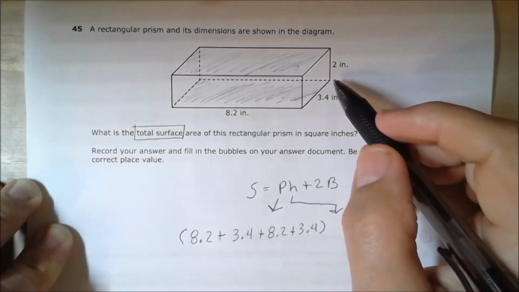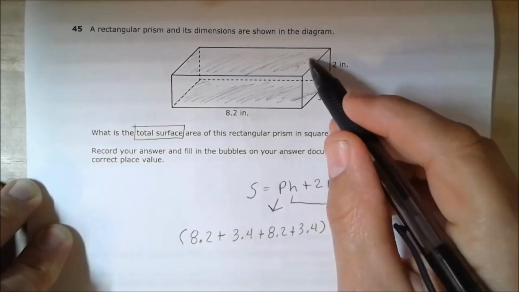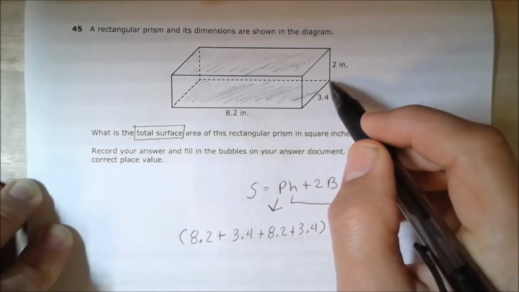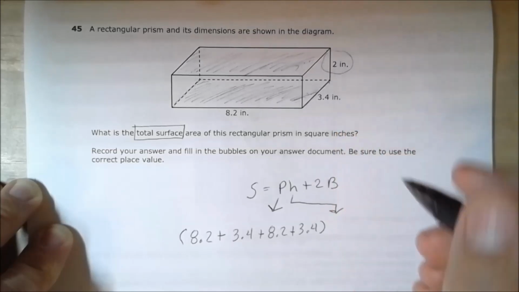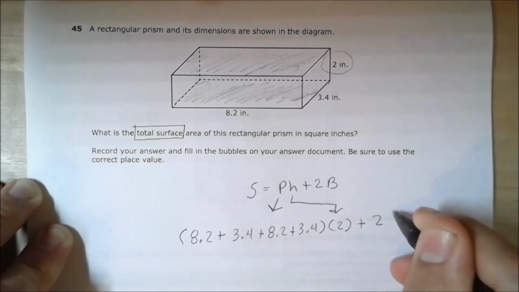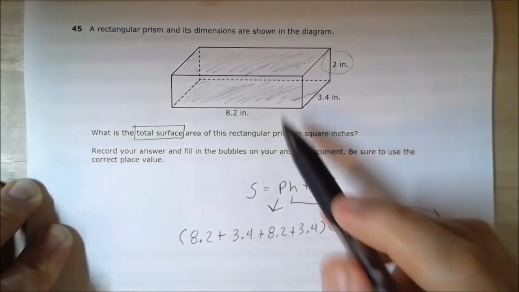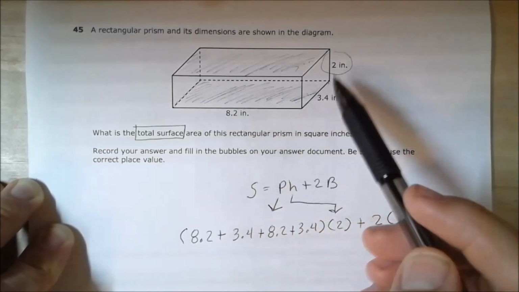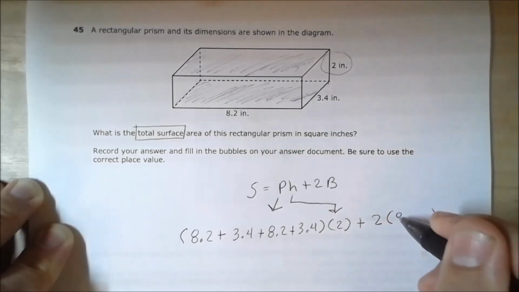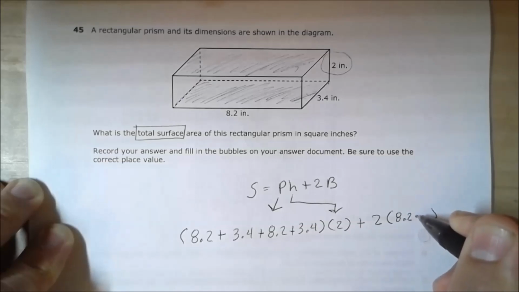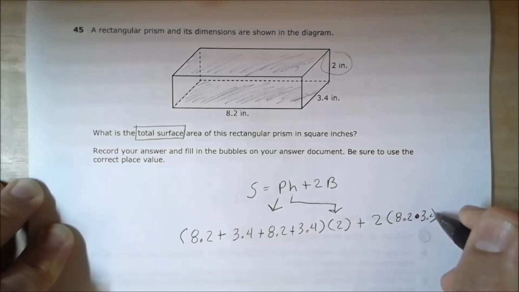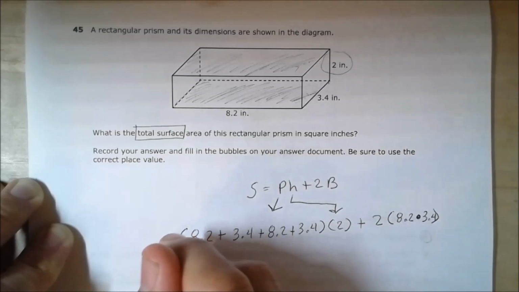Now notice that the height is the distance between these two bases. So what is the distance between this corner and this corner of the base? And that's going to be 2. That's my height. So times 2 plus 2 times the area of the base. You got to remember, how do you get the area of a rectangle? You do base times height, or length times width. So we're going to have 8.2 times 3.4. And that'll give us our total surface area.